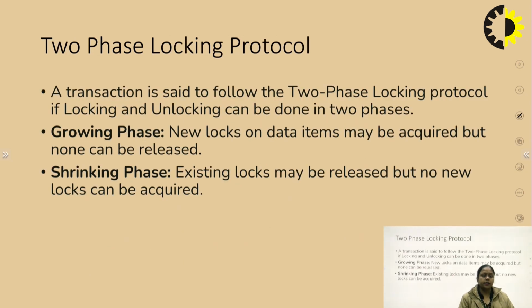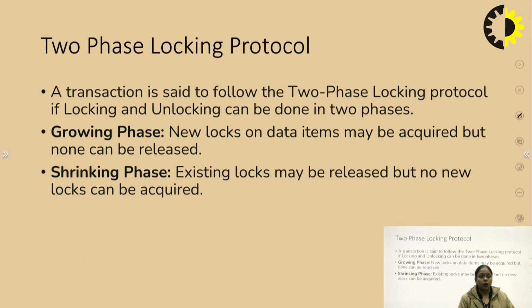Now next is the two-phase locking protocol. A transaction is said to follow the two-phase locking protocol if locking and unlocking can be done in two phases, growing and shrinking. New locks on the data item may be acquired, but none can be released. Growing phase is that phase of the transaction when the transaction is acquiring the lock on different types of data items. But in the shrinking phase, existing locks may be unlocked, but new locks cannot be acquired. So there can be two phases for the locking or unlocking.